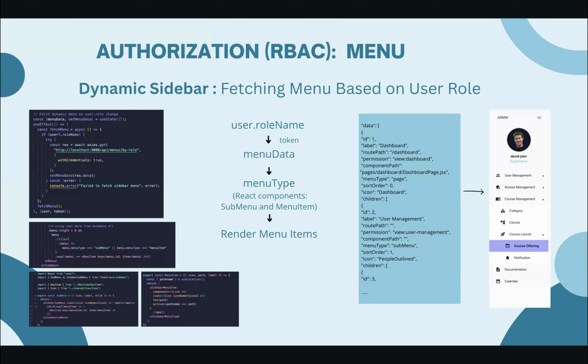So when the user or token changes, the app can fetch the relevant menu structure based on the JSON file from the backend and display it in the sidebar. Next page.